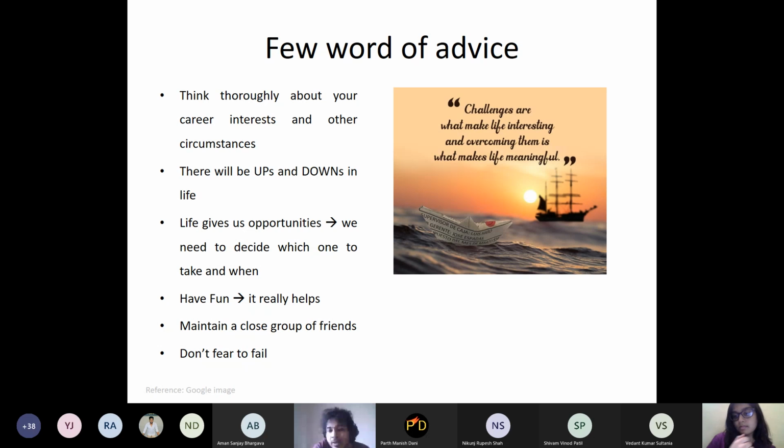But don't get stressed out about what you are doing and what others are doing. Don't compare. Everybody has a special capability, a special talent. Explore what special you have, what you are passionate about, and then explore that part. And obviously maintain a close group of friends, like your boyfriends, your girlfriends, your parents, everyone. You can share your problems, talk to them, have interaction. That actually gives us lots of clarity.